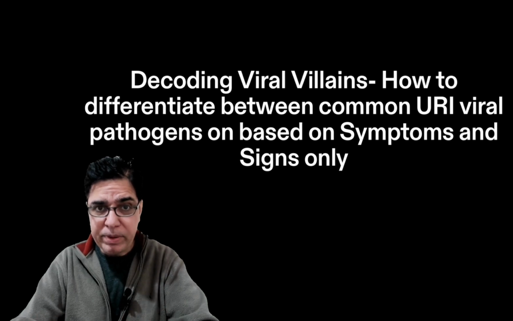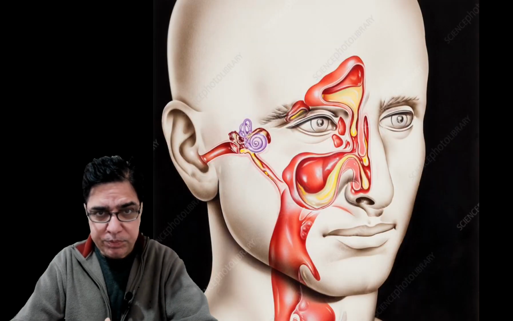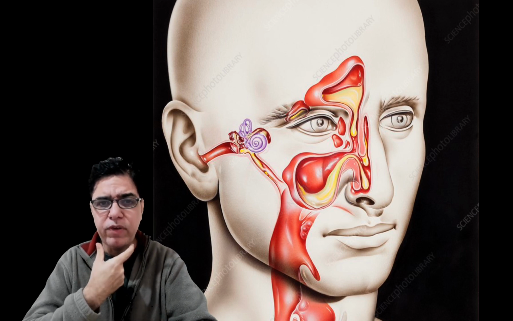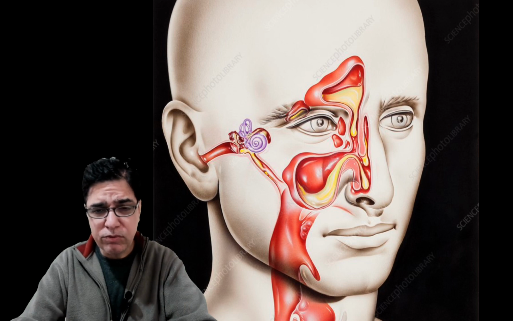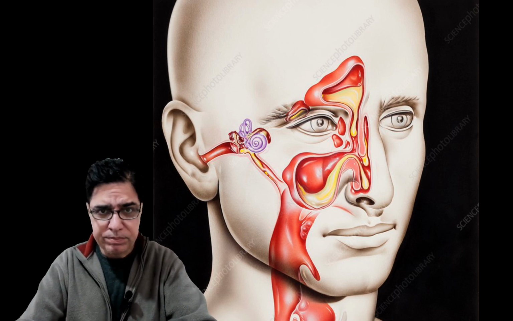Before we begin, let's have a brief overview of the respiratory tract, especially the upper respiratory tract. The upper respiratory tract includes your nasal passages, your pharynx, larynx, and the trachea. These structures are responsible for filtering, warming, and humidifying the air that we breathe.